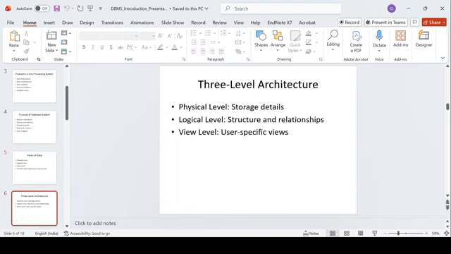So next we see the three-level architecture. It consists of physical, logical and view levels. It helps in organizing data and provides abstraction to users.